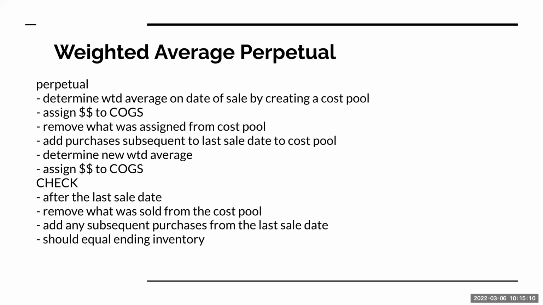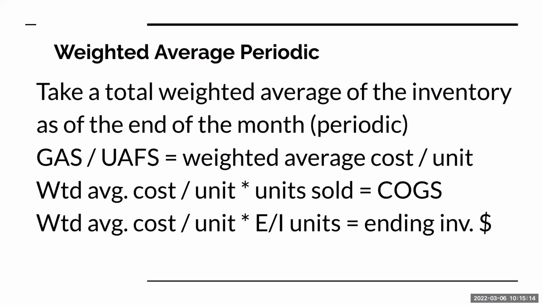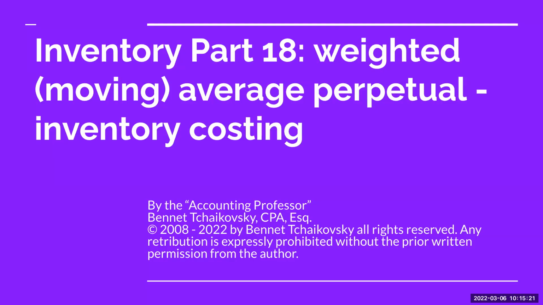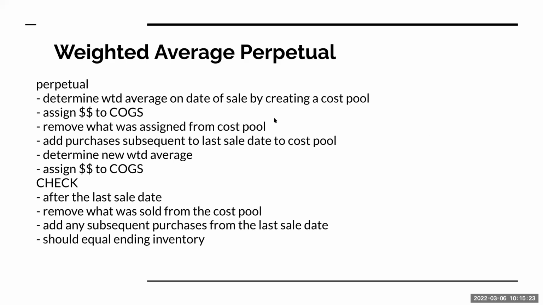So with weighted average perpetual, if we remember weighted average periodic, we were taking a weighted average, but we did it at the very end of the accounting period. What we're going to be doing now is, because it's perpetual, the dates matter. It's like an episode of The Bachelor or The Bachelorette. Dates are very, very important.